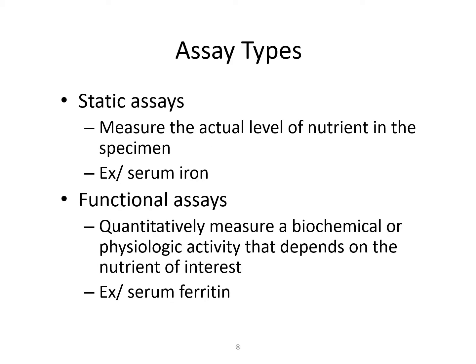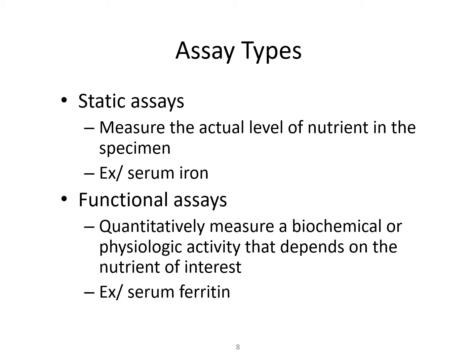Now within our test, the fancy word for these lab tests is assays. Now we have static assays and functional assays. And most of the time when you're thinking in your head of an assay, you're probably thinking of a static assay, which measures the actual level of that nutrient or whatever molecule you're looking at in the specimen. So this is things like serum iron, which is, I take the blood sample, I analyze it, and I say how much iron is in this blood.